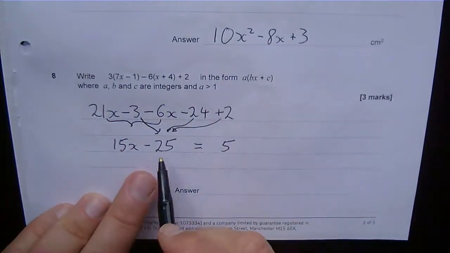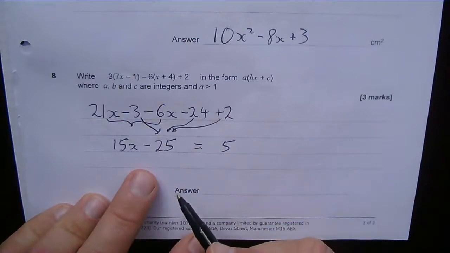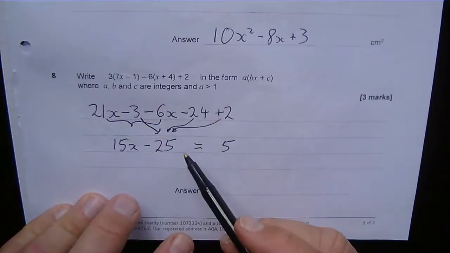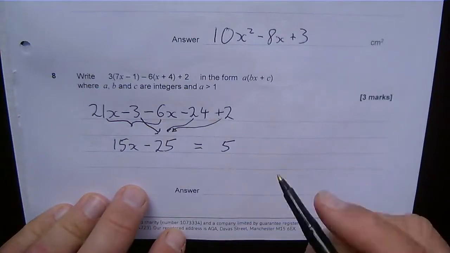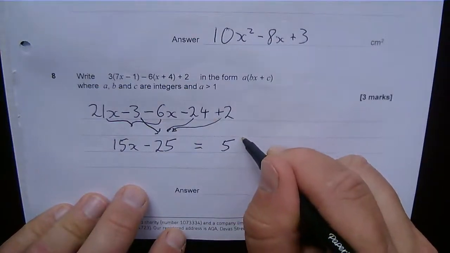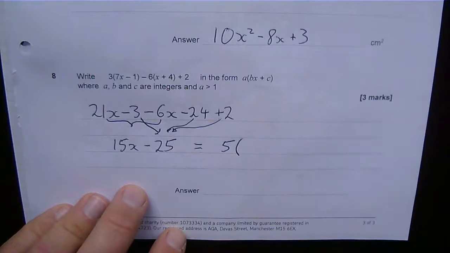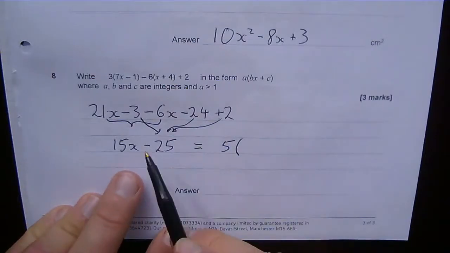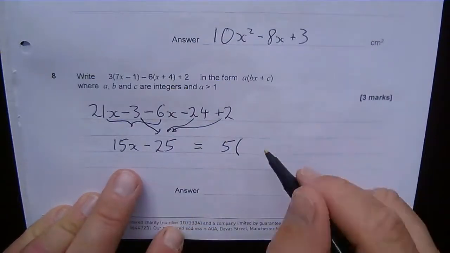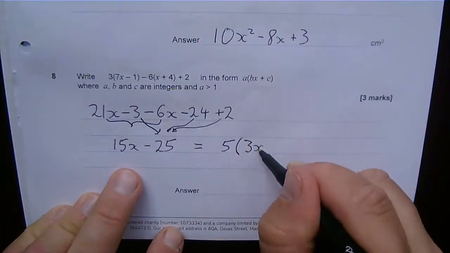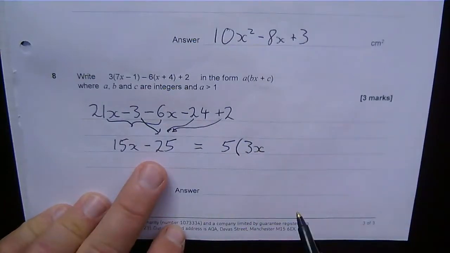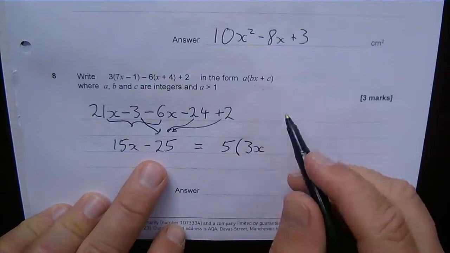5 goes into 15x and into minus 25. I can multiply 5 by other integers to get that answer. So my a would be 5. And what do I times by 5 by to get to 15x? I times it by 3x. And then I've got plus c.